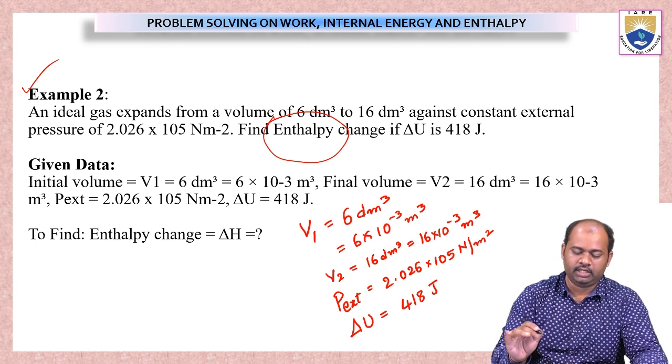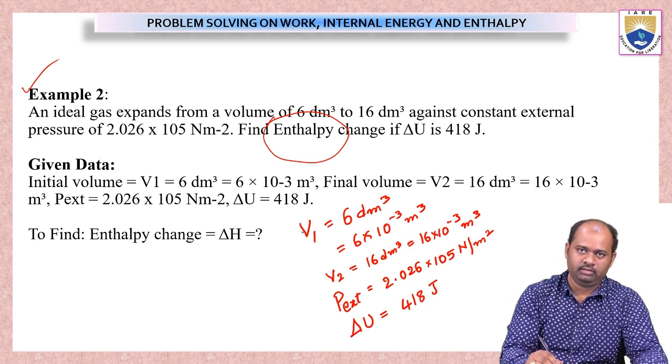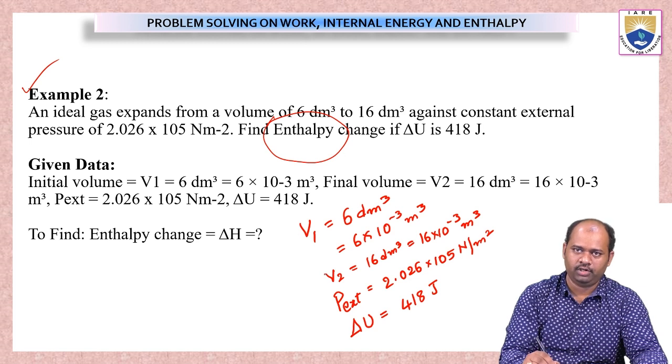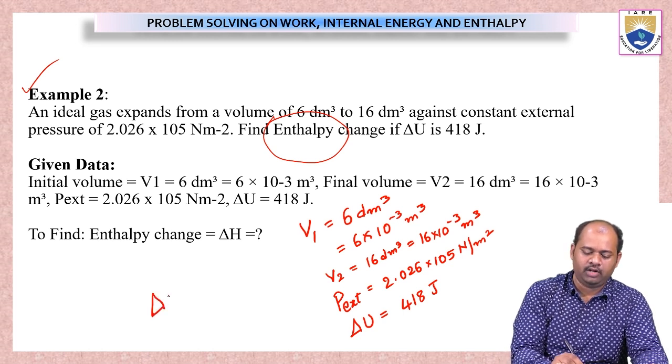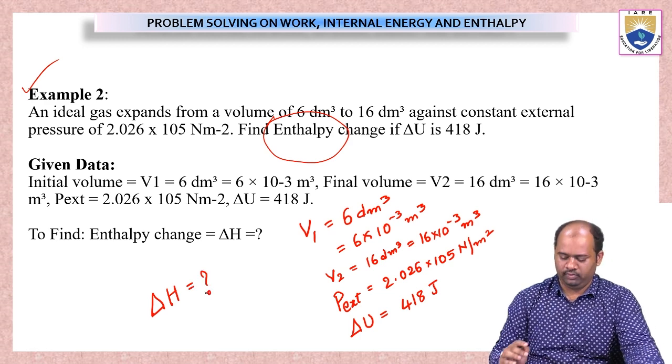We have written it very clearly. There is V1 initial volume, V2 final volume, external pressure applied on the system P_EXT, and change in the internal energy delta U. So these four things are given in the question. We have to calculate the enthalpy change, delta H. Okay, now we'll see.